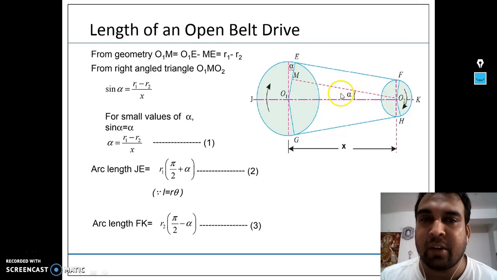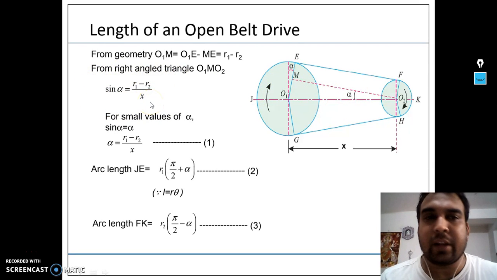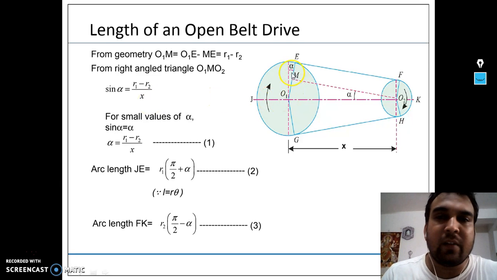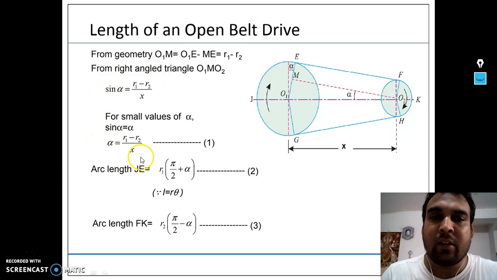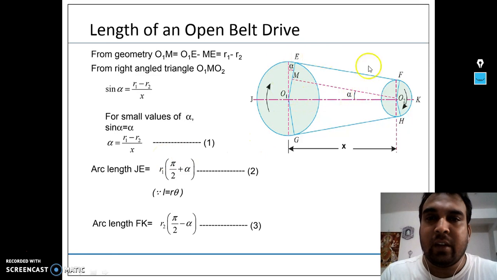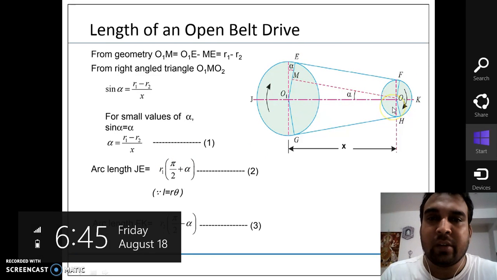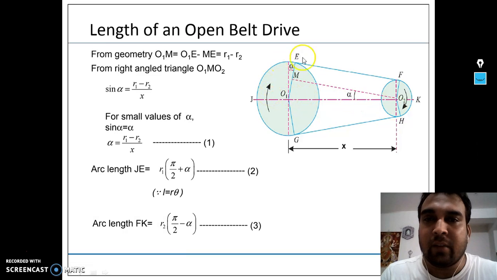So sine alpha can be written as (R1 minus R2) upon x. Now, if this angle alpha is very small, sine of alpha can be written as alpha. Alpha is equal to (R1 minus R2) upon x. Now we need to find the length of the belt. So what we do is just find the half length of the belt, that means the length JE plus EF plus FK, and twice this length gives the whole length of the belt.